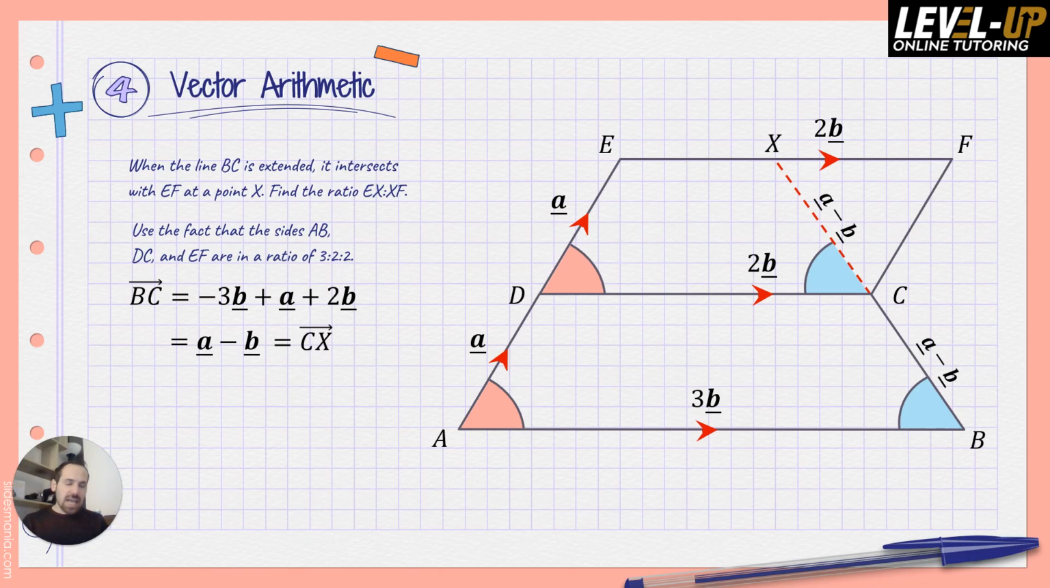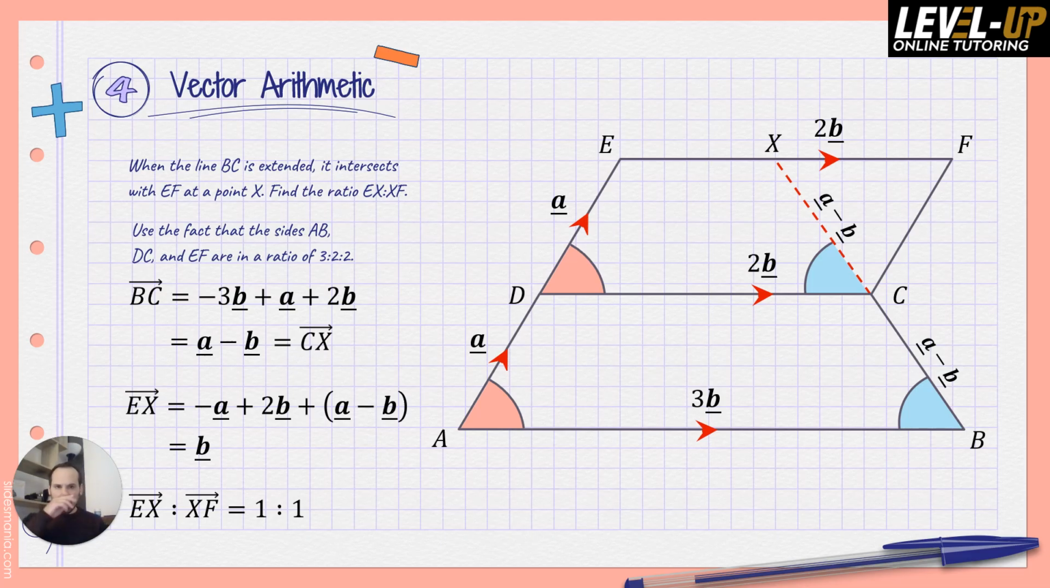Now, this gives us the ability to work out what EX is, because we can go E to D to C to X, which are all known vectors. So we're going minus A to B and then A minus B. I haven't put an arrow on that, but A minus B is going from C to X. So add all that up, collect together the like terms, and you find out it just comes out to B. Therefore, EX and XF are in the ratio 1 to 1. They're basically equal because you see EF is 2B, and we've shown that EX is B, so therefore XF must also be B. And there we go. So that's how we would solve a problem like that.